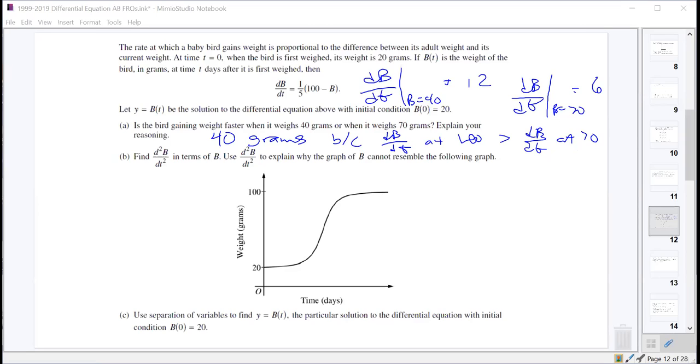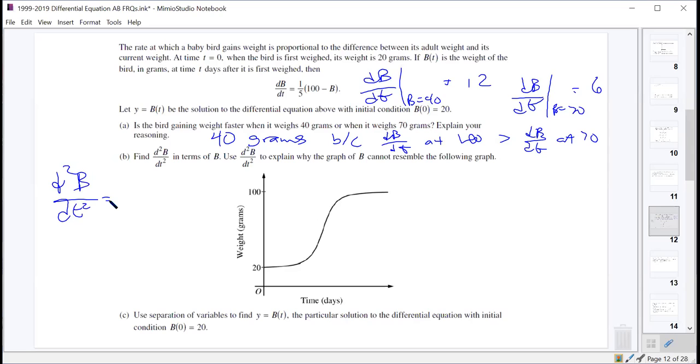All right, so for the second part, find the second derivative, right? Part B says find the second derivative of b with respect to t. So we will do that. Same thing that we did last time, where we're going to take the derivative of that thing with respect to t, which means what?